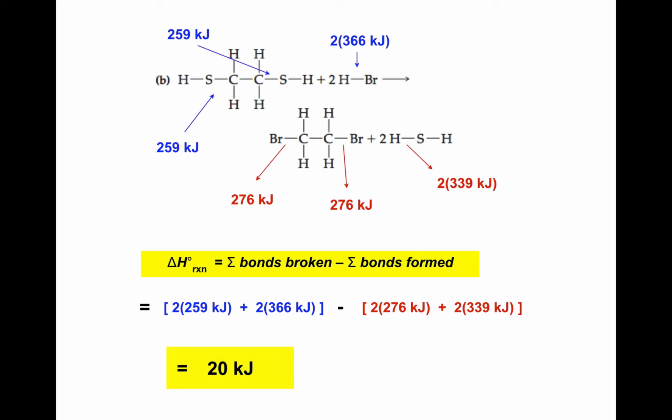Now, technically, I could pull everything apart and then put everything back together, and I should get the same answer. But there are more mistakes doing it that way. It really is simpler to look for the least number of bonds broken and the least number of bonds formed in order to turn those reactants into products.